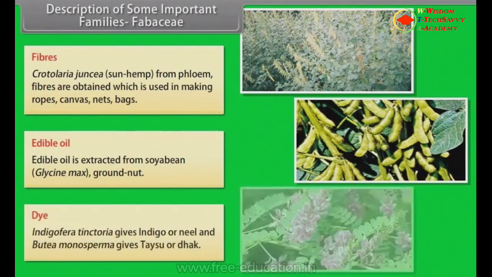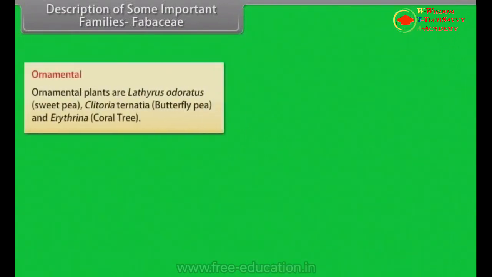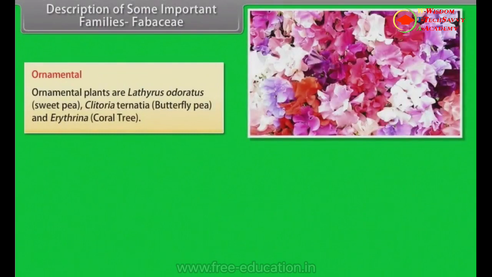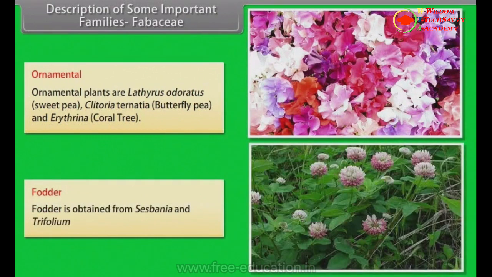Dye. Indigofera tinctoria gives indigo or neel, and Butea monosperma gives tesu or dark dye. Ornamental. Ornamental plants are Lathyrus odoratus, sweet pea, Clitoria ternatea, butterfly pea, and Erythrina, coral tree. Fodder. Fodder is obtained from Sesbania and Trifolium.